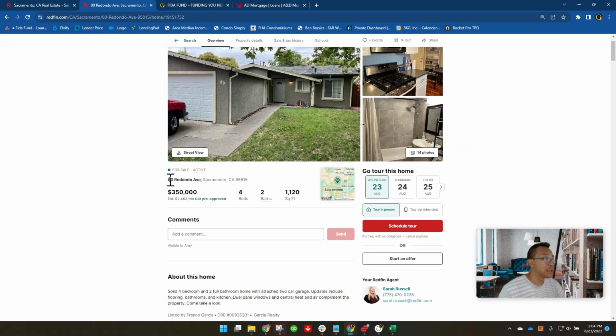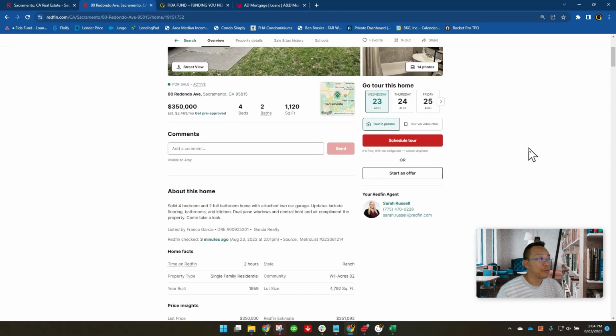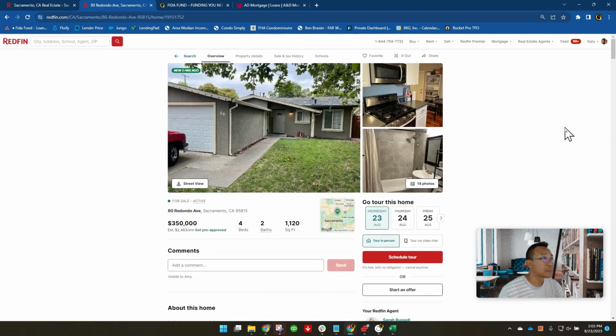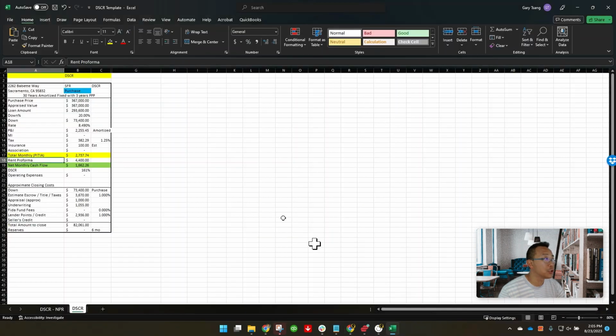So we know the address is 80 Redondo Avenue in Sacramento, 4-bed, 2-bath, right? And the listing price is 350,000. And Redfin thinks, yep, the price is very similar. So we just use 350,000 as our offer price. And let's just use our DSCR template. Okay, let's just change the address.